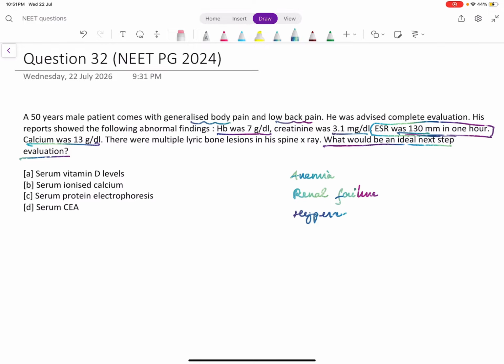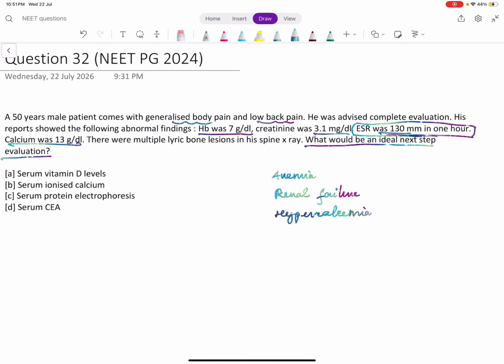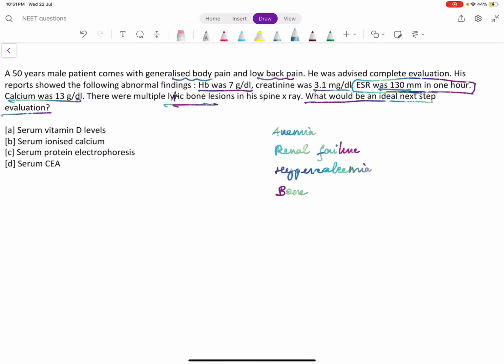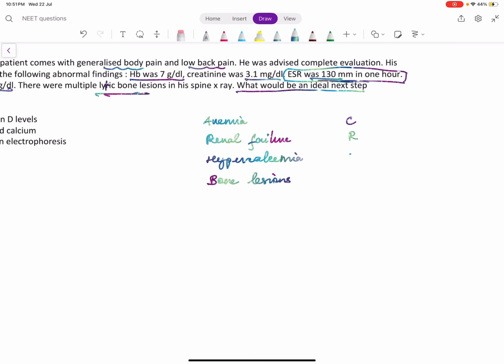The normal calcium level is 9 to 11 milligrams per deciliter. 13 is definitely hypercalcemia. There are multiple lytic bone lesions in the spine X-ray. So there are some bone lesions. I think the clue becomes very clear here. This is CRAB, right? Hypercalcemia, renal failure, anemia, and bone lytic lesions. So whenever the CRAB clue is given, the answer definitely becomes multiple myeloma or myeloma.